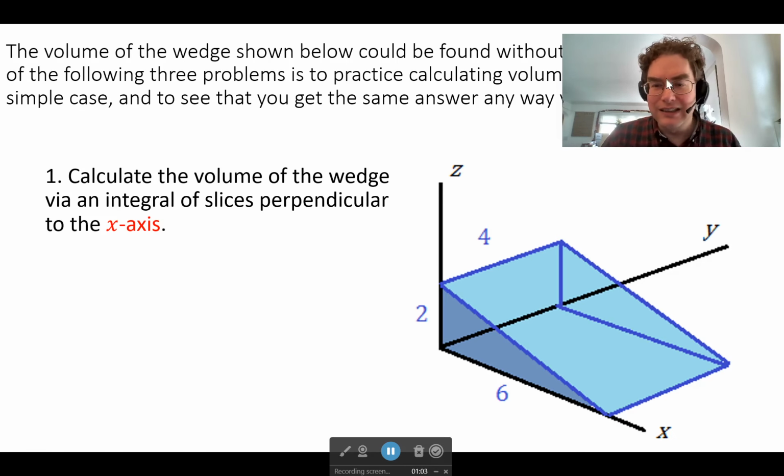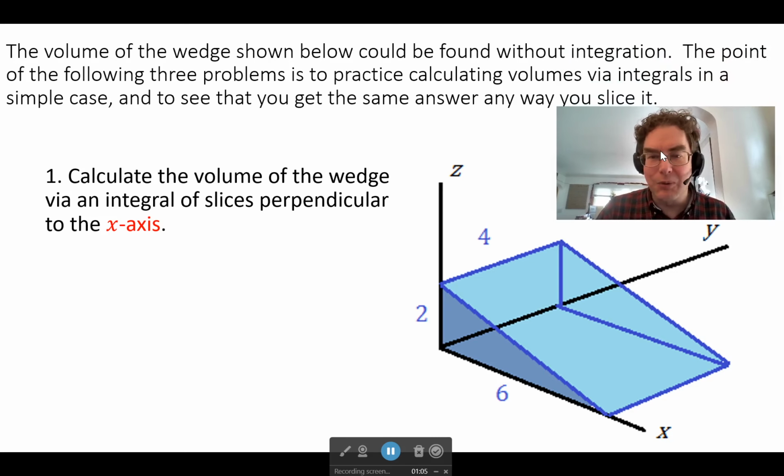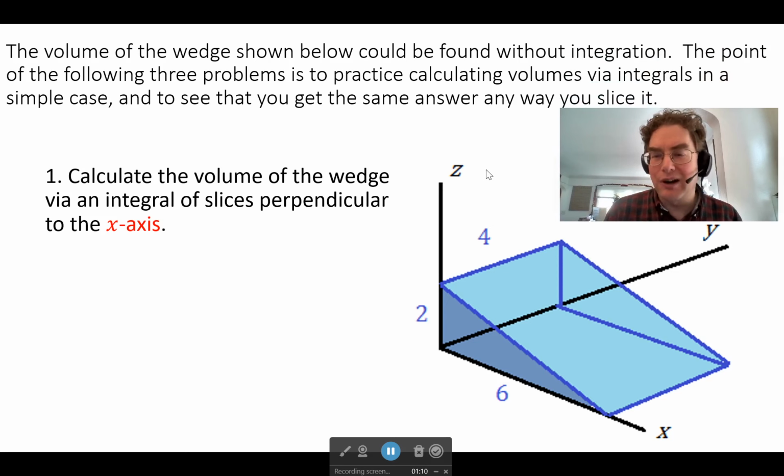So here's our solid. You can see that it is a wedge. Truth be told, we could compute the volume of this solid without using integration at all, thanks to some basic formulas from geometry. But let's do it with integration, just for some extra practice with a fairly simple example. First, we want to calculate the volume by slicing perpendicular to the x-axis.